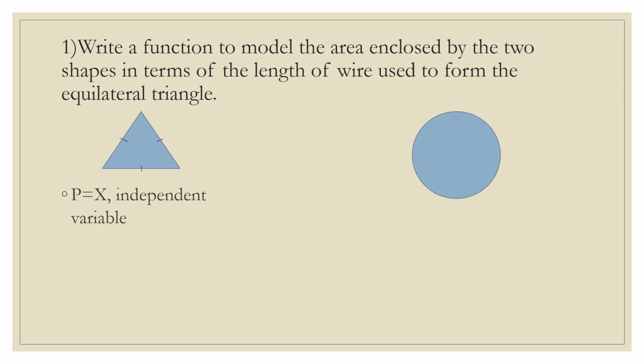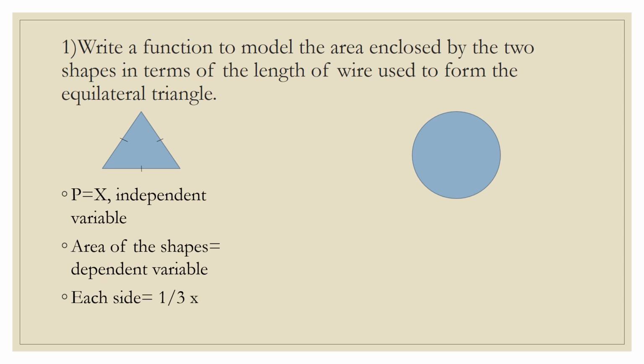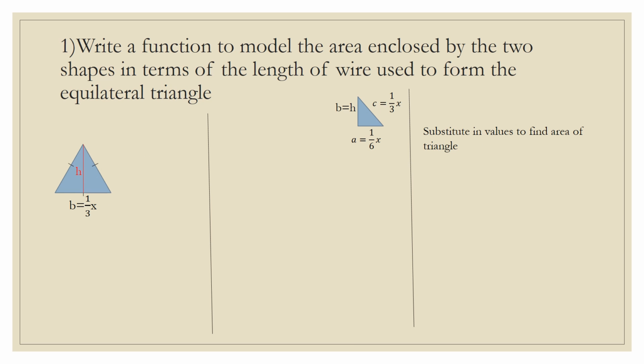The perimeter of the triangle is equal to x, the independent variable, which makes the area of the shapes the dependent variable. Because the perimeter of the triangle is equal to x and the triangle is equilateral, each side of the triangle equals 1/3 x. Because the combined perimeter of the triangle and the circumference of the circle is equal to 18, the circumference of the circle is 18 minus x. We must find the area of both shapes to find the combined area.